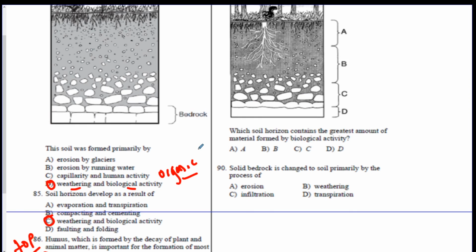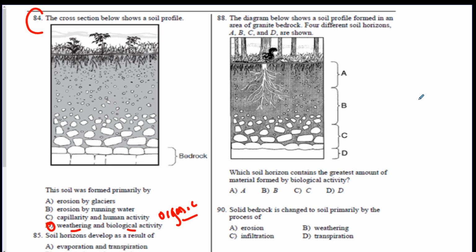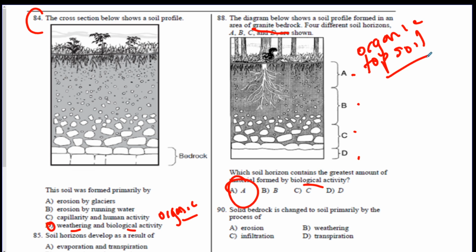Going up to 88. The diagram below shows a soil profile formed in the area of granite bedrock. 4 different soil horizons are shown. Which soil horizon contains the greatest amount of material formed by biological activity? So would it be layer A would be the most biological activity, B, C, or D? Well, hopefully you picked A. That's the topsoil layer, which is the most organic. The organic layer is always on the top.